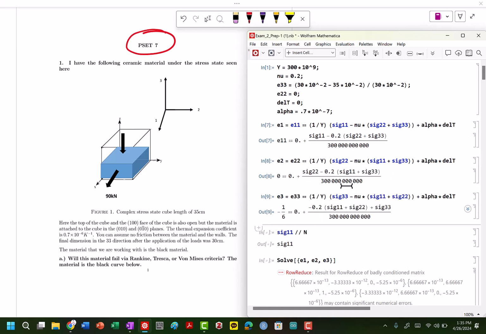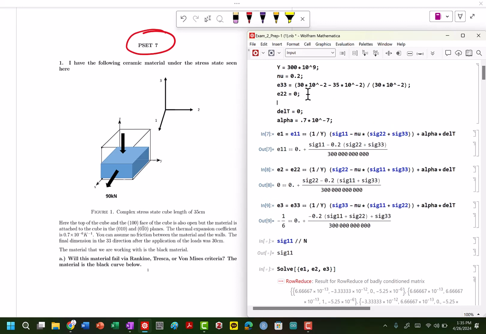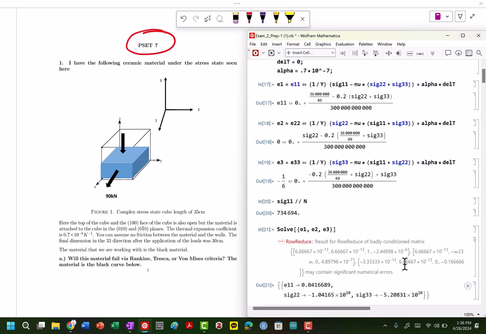Oh, actually, so there we do know. Sig11 will be equal to 90 times 10 to the 3 divided by 35 times 10 to the minus 2 squared. We'll cover this, and that's just from what we had previously. So we'll go ahead and then we will solve for all those values.